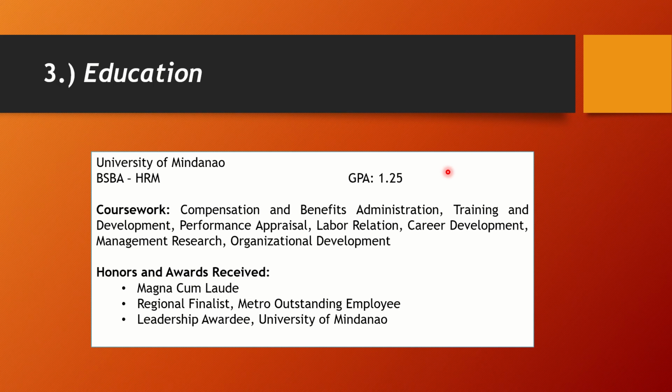So the example is from the University of Mindanao under the Bachelor of Science in Business Administration, Human Resource Management. So he also included his grade, which is 1.25. Also the coursework, or the major subjects, compensation and benefits administration, training and development, performance appraisal, labor relations, career development, management research, organizational development. Also included are honors and awards received like magna cum laude, regional finalist, Metro Outstanding Employee, or leadership awardee at University of Mindanao. So you put your good points, no, during your college days under your academics because these are educational attainment.